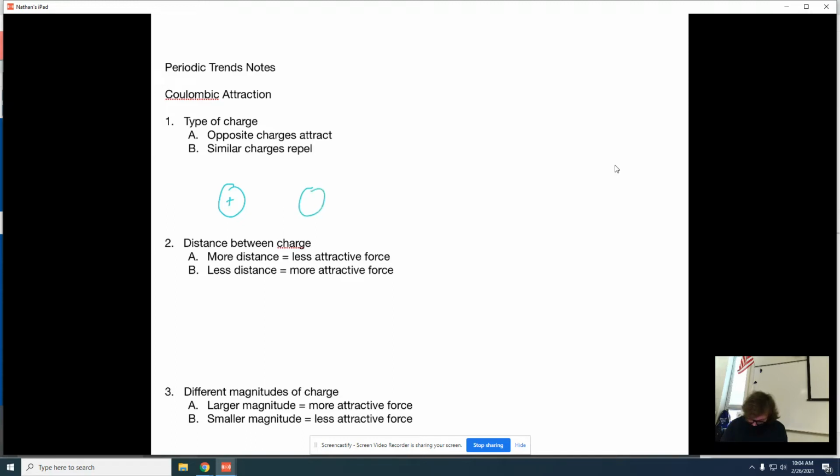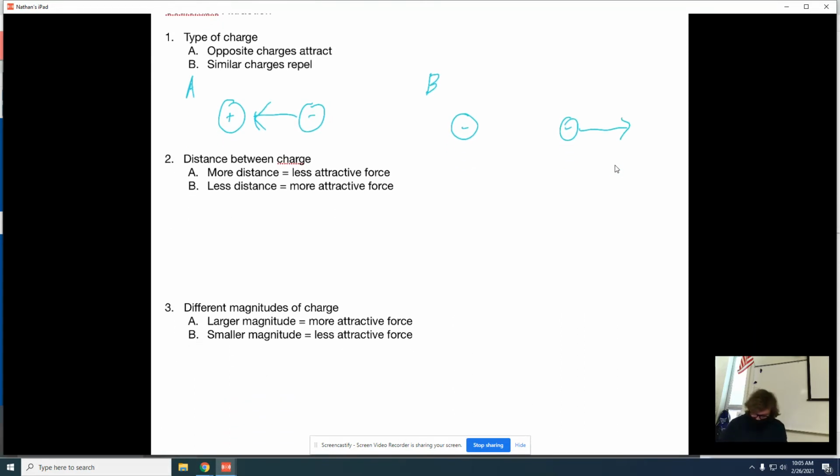If we think about opposite charges, we know that opposite charges will attract each other. So if we're looking at my electron here, my electron is going to be attracted to the positively charged proton. On the second example, if I had two electrons, like I do here in B, then one electron is actually going to repel the other because those like charges are going to repel. So that's one aspect of Coulombic attraction. It's going to help us explain what's going on with our periodic trends.